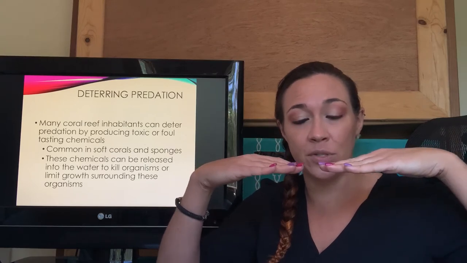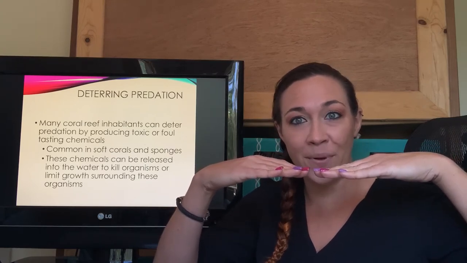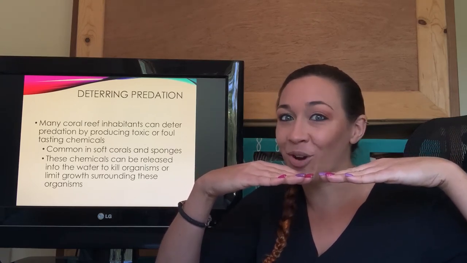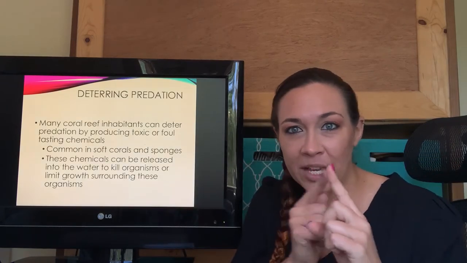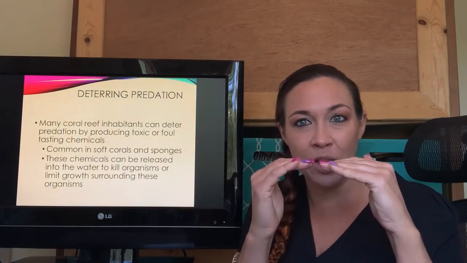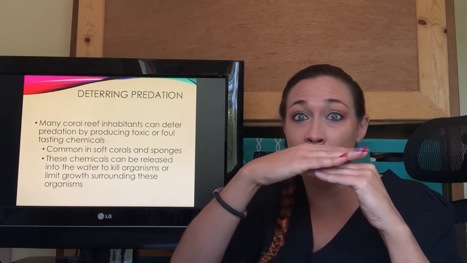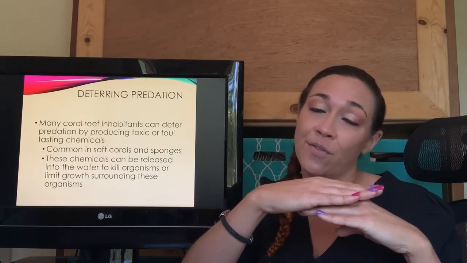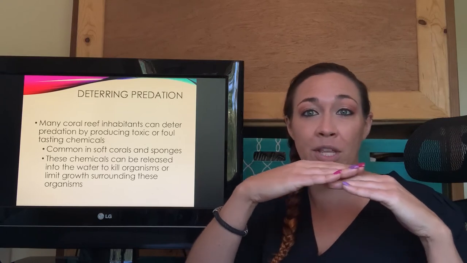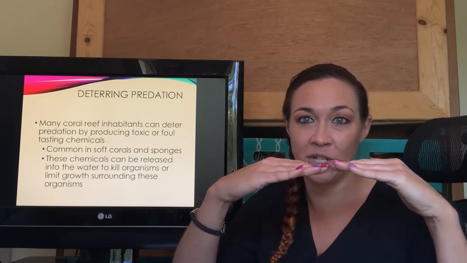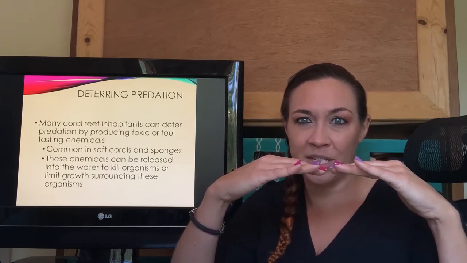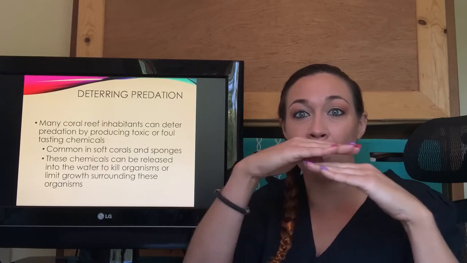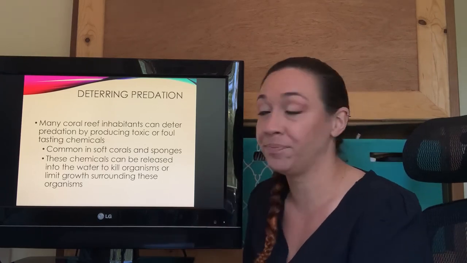And so what you'll see is growth right up until they almost touch, but they don't touch. That's because they're both secreting chemicals and toxins to keep the other one away. Otherwise, if one of them outgrows the other one, it's not going to be able to do photosynthesis anymore, and then it's eventually going to die off. So when they come in contact with each other, they secrete these chemicals to keep one from outcompeting or growing on top of the other one.